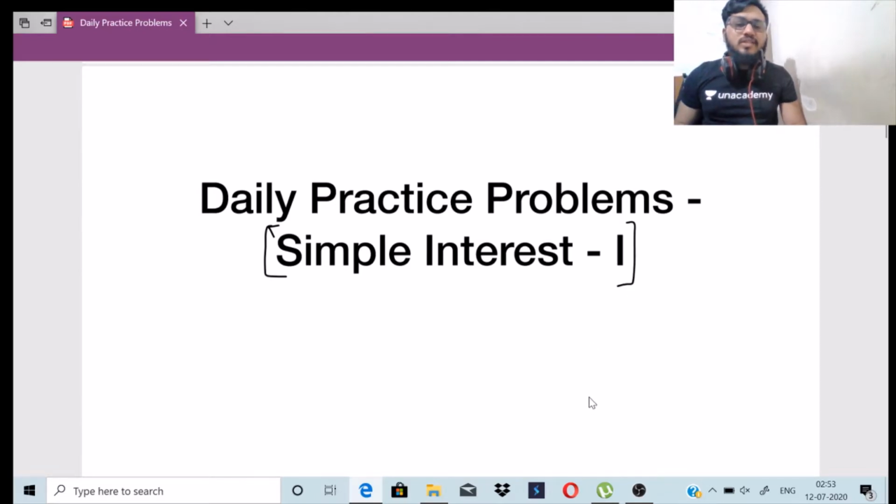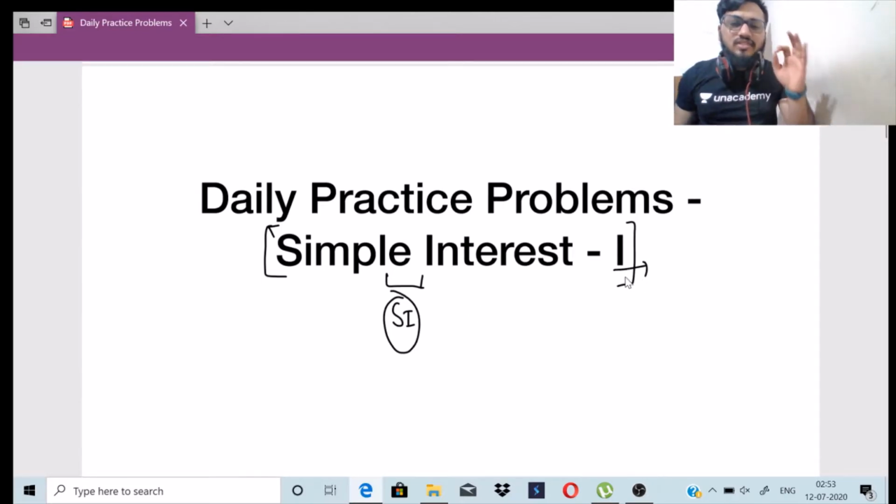From today we will be starting a new topic which is called simple interest, or in short form SI, right? Simple interest and compound interest problems. In that I'll be taking the first part, simple interest. Today also we will be seeing around three problems, one easy, one moderate, and one difficult. Okay, so let's not waste much time. Let's move on to the questions.